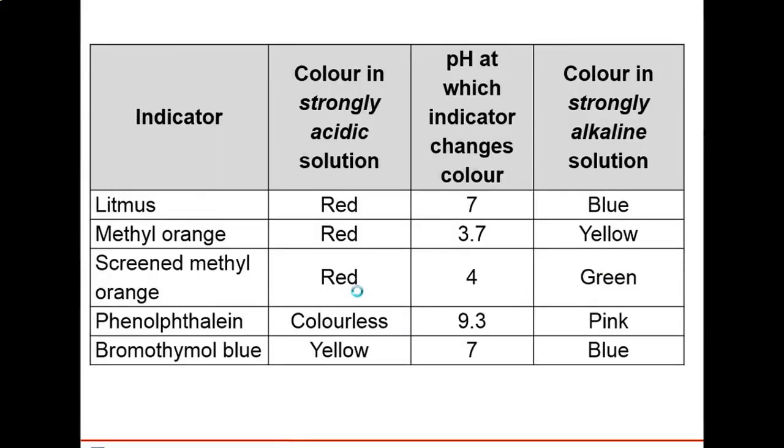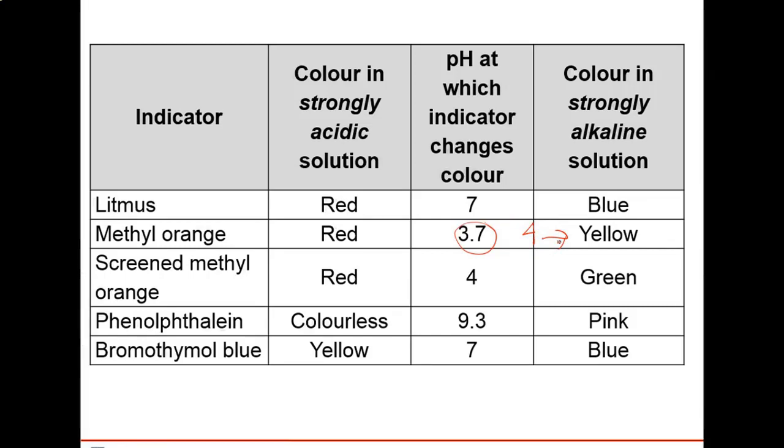This is a table which shows the color changes of some of the indicators. Let's take a look at, say, methyl orange. In acids, it is red. In alkalis, it is yellow. But take note, the color changes only at 3.7. So if it changes yellow, it may not truly be an alkali. It could be pH 4, because at pH 4, it will be yellow already.